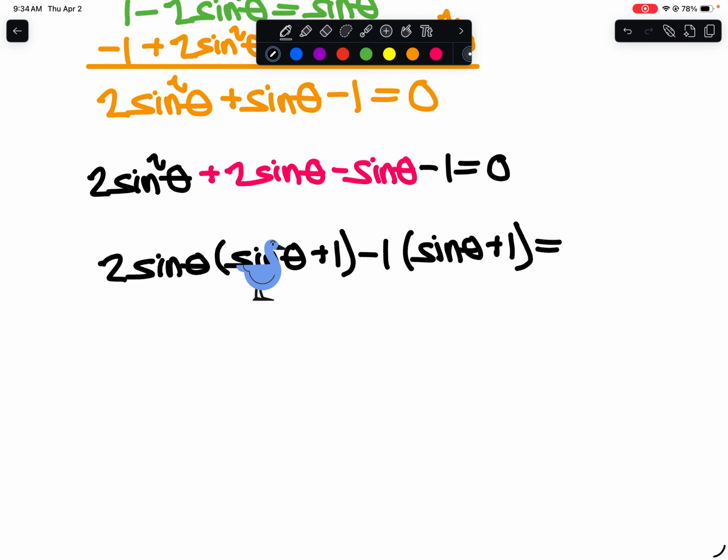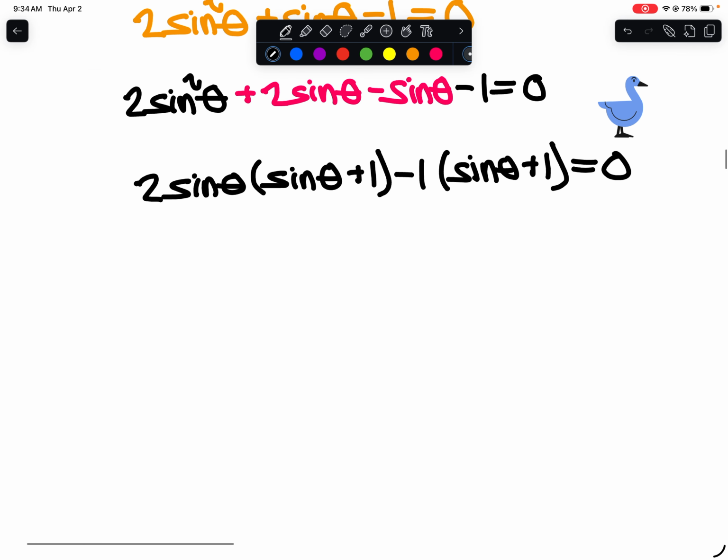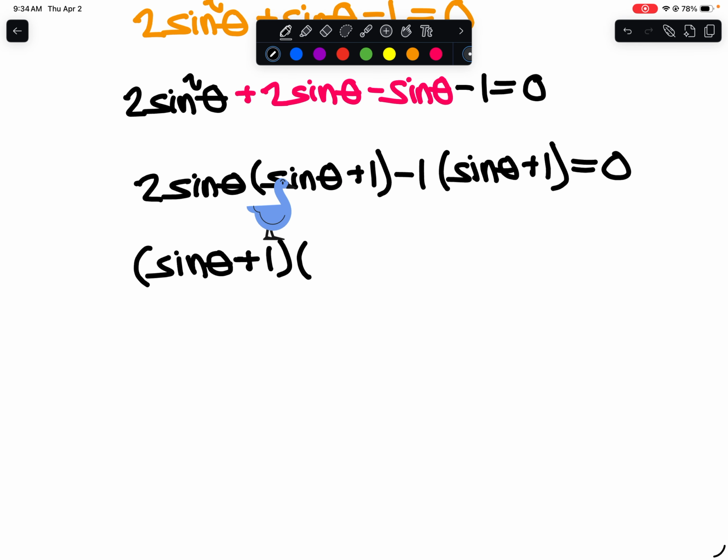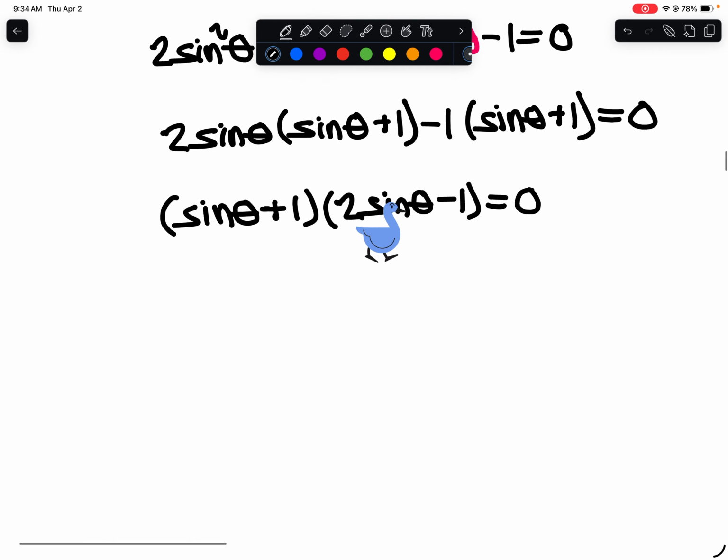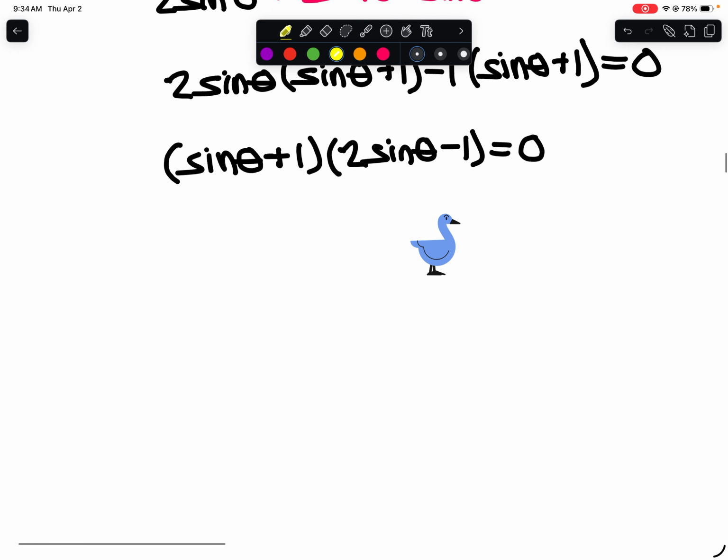I don't want to spend too much time on the factoring aspects. Okay, so then we have sine theta plus 1, sine theta plus 1. Those are the same. We're good to go. I'm going to factor that out. So sine theta plus 1. And then when I factor that out, we're going to be left with 2 sine theta minus 1, and that's going to equal 0. So now what you're going to do is split and solve.